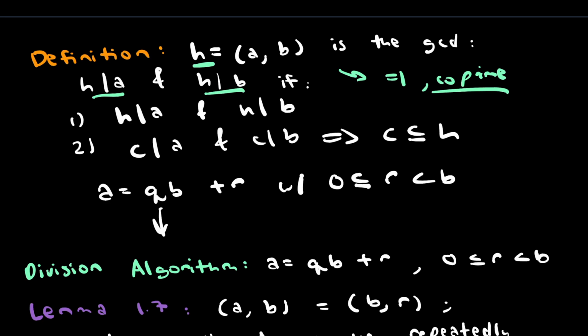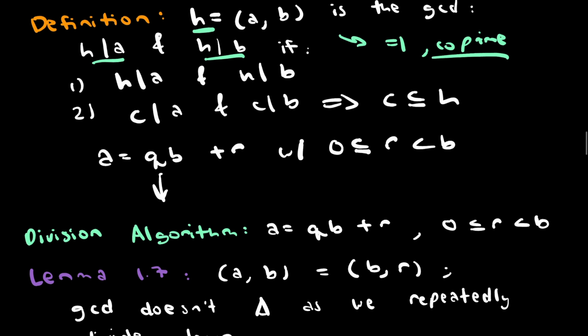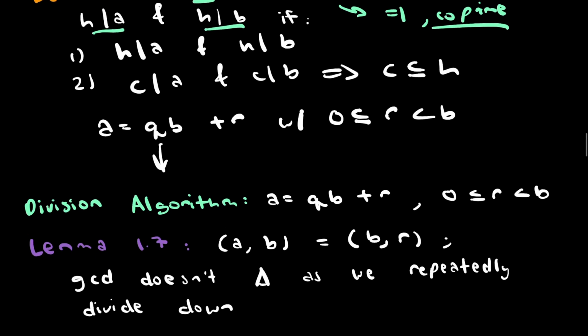And the division algorithm lets us write a equal to q times b plus r, with 0 less than or equal to r, which is less than b. And the key theoretical fact, which is lemma 1.7 in the textbook, is that the greatest common divisor of a and b and the greatest common divisor of b and r are actually equal. Dividing repeatedly never changes the greatest common divisor. It just shrinks the numbers, and that's the entire engine behind Euclid's algorithm.